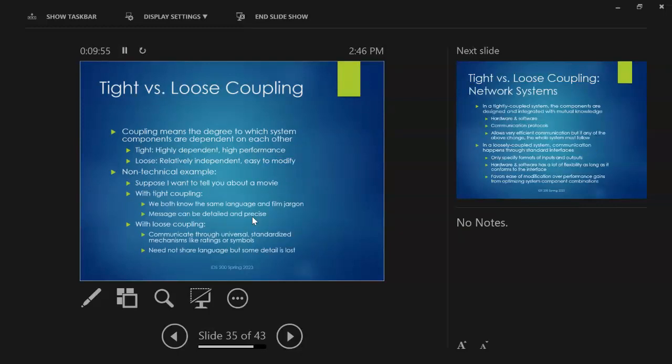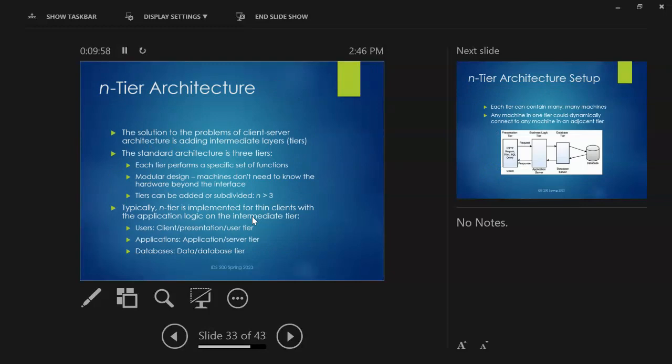Okay. Last thing I want to mention about N-tier, typically N-tier is implemented for thin clients, right? Typically thin applications with most of the servers doing the heavy lifting, right? And when you see this in the real world, what you'll find is different vendors give different names to the different tiers. So for a user tier, you might see client or presentation or user, or user interface. That's all the stuff that the users do. The application tier, you might see application tier or server tier or application server or application logic tier, but you'll get the idea that that's where the applications are running.